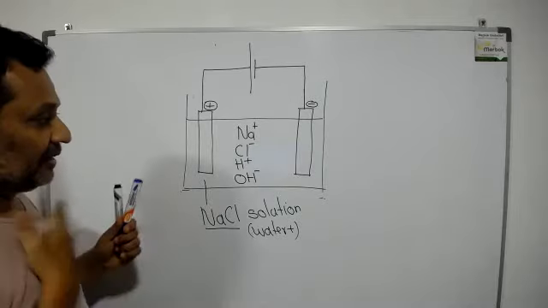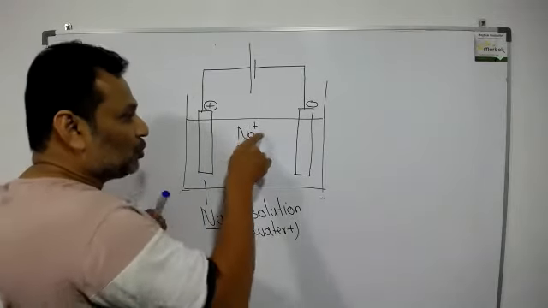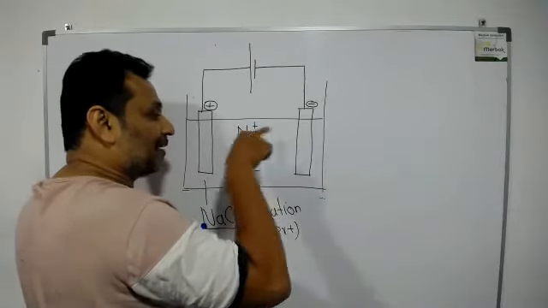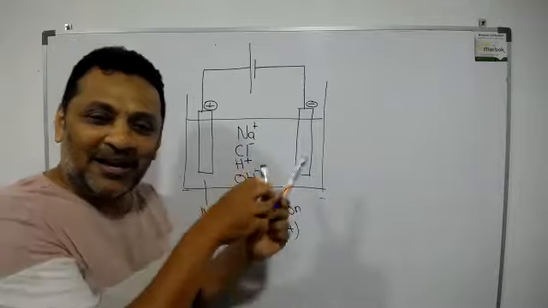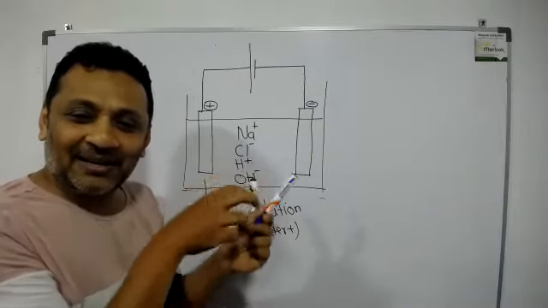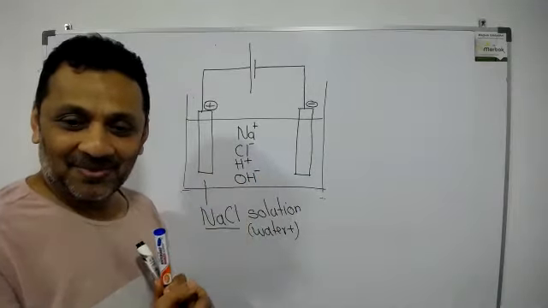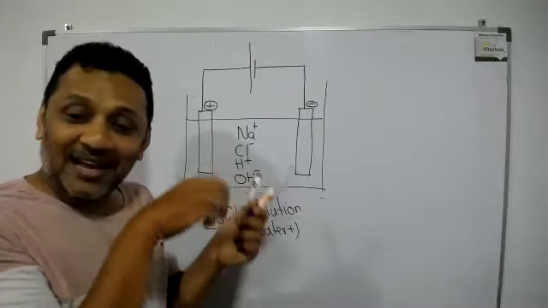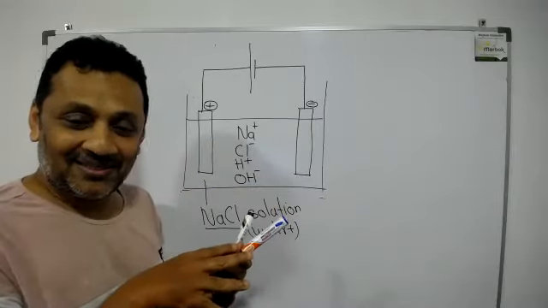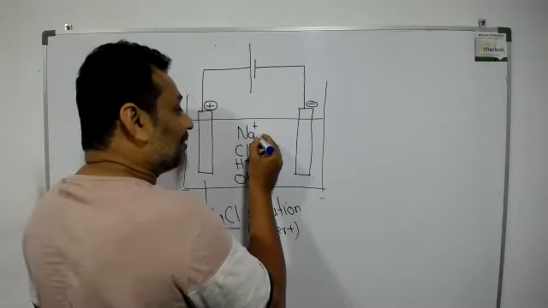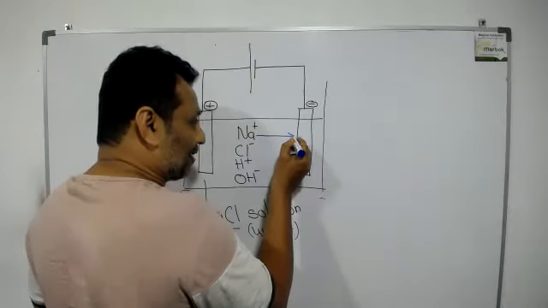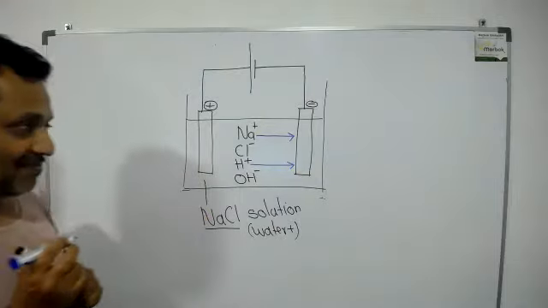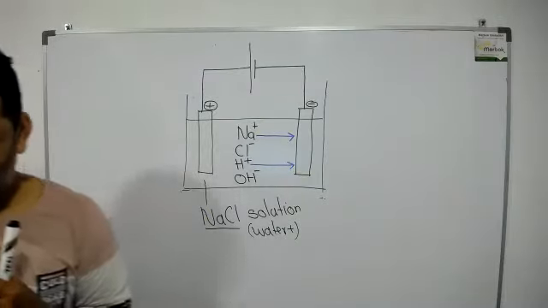Good, good. Now, my children, towards the minus, which ions will travel? Who is attracted to minus? The positive ones. Plus is attracted to minus. So here Na plus will travel, H plus also will travel. Am I right?